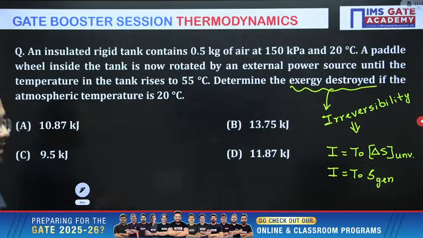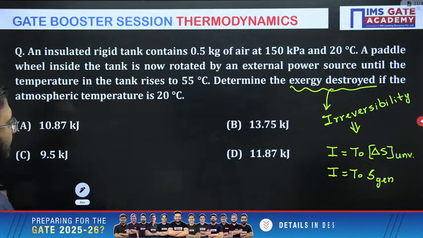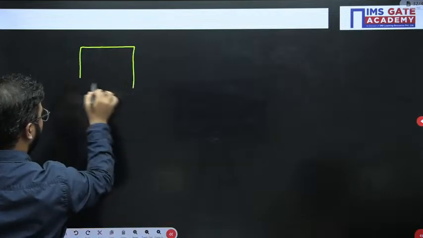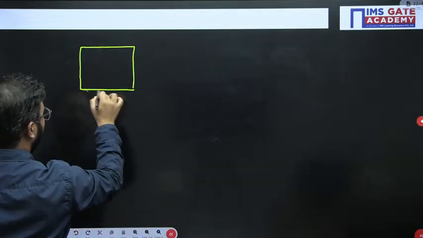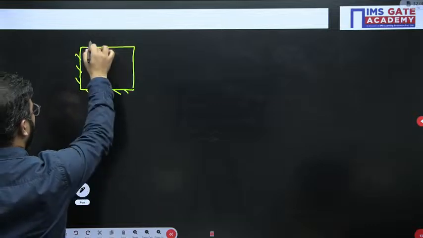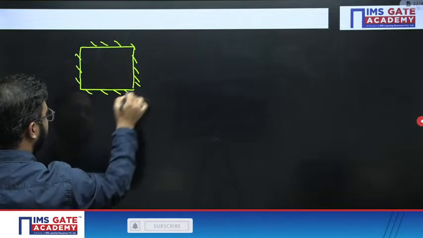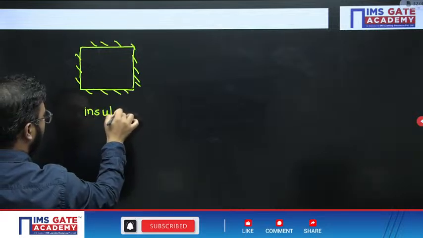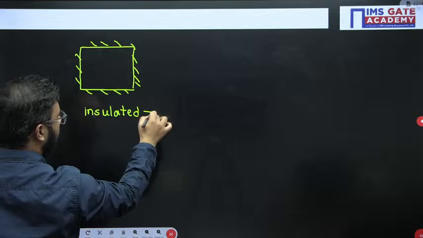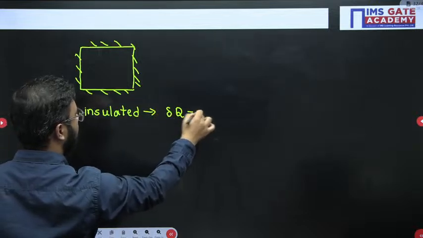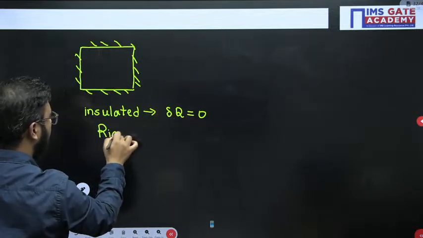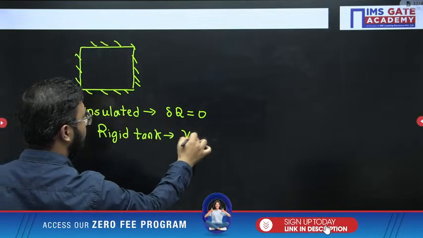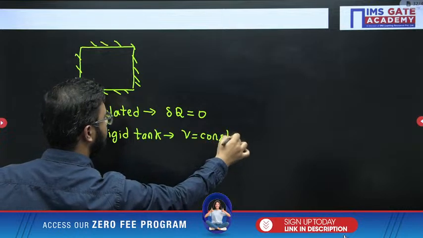Just see the solution here. Insulated rigid tank. Okay. It is an insulated and rigid tank. Insulated means heat transfer is 0. Rigid tank means what? Volume will remain constant. You need to understand this point first of all.